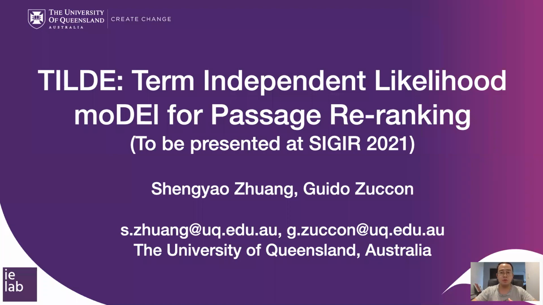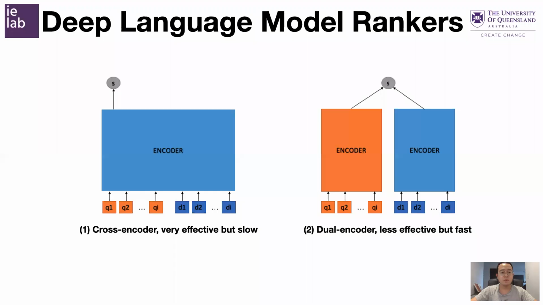This video is a brief introduction to our work, TILDE, Term-Independent Likelihood Model for Passage Re-ranking. This is joint work with my supervisor, Guido Zukang, and this work has been accepted at SIGIR 2021. So in this work, we introduce a novel deep language model-based neural ranking model.